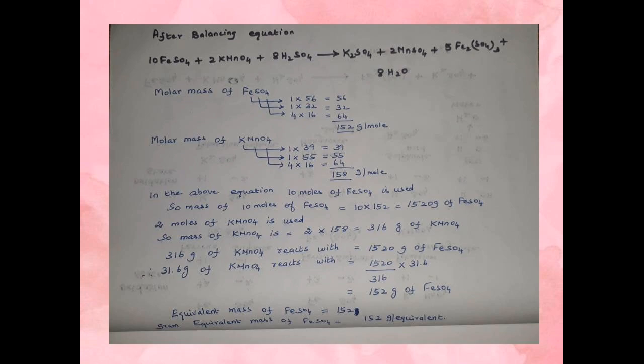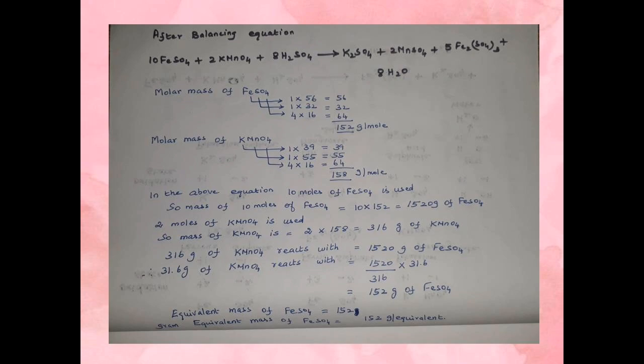In the same way, molar mass of potassium permanganate: one potassium atomic weight is 39, one manganese atomic weight is 55 and 4 oxygen atomic weight is 16. Multiply with that number and then adding, we get 158 gram per mole. It is the molar mass of potassium permanganate.